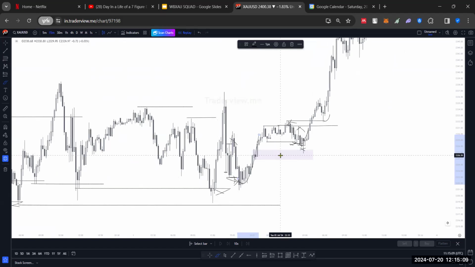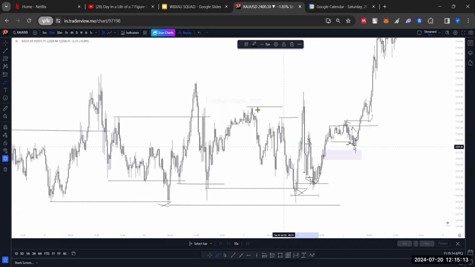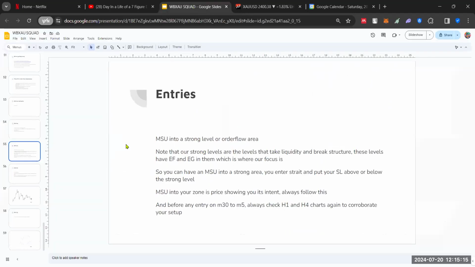Okay. So the MSU into the level, very, very important. Like I wrote, you can have an MSU into a strong area. So you enter straight and put your SL above or below the strong level. You can decide to wait for an M5 engulfing or M5 engulfing field, which we'll talk about when we talk about the playbook. So the MSU into your zone is price showing you its intent, and it's something you should always follow. In fact, always anticipate that price would behave that way.